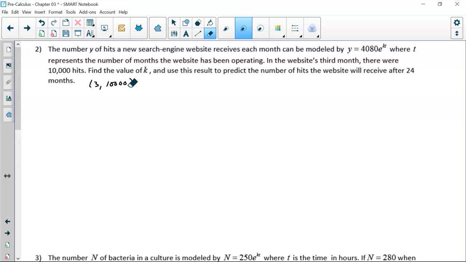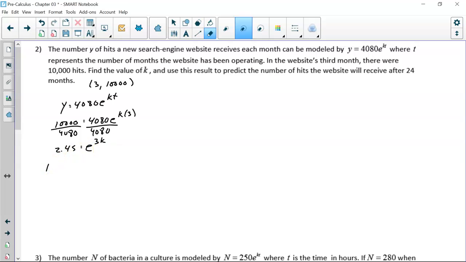So what we want to do is we need to find the value of k first, and then we can make a prediction. So our equation, y equals 4,080 e to the kt. That was our given equation. So y, that's our 10,000, equals 4,080 e to the k times t, which is 3. Divide both sides by 4,080. We need to isolate the e. So we get about 2.45 equals e to the 3k.